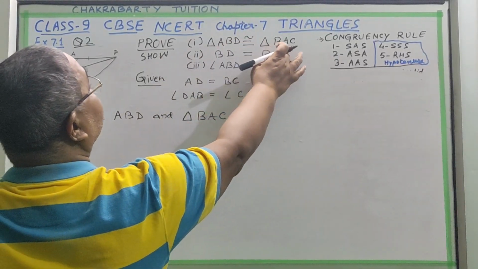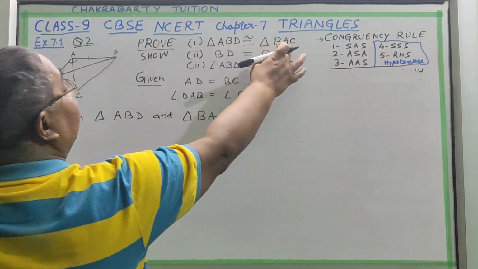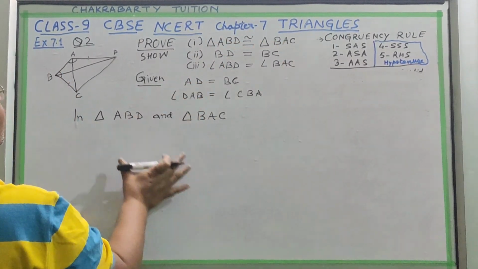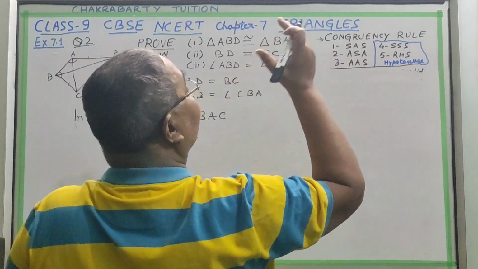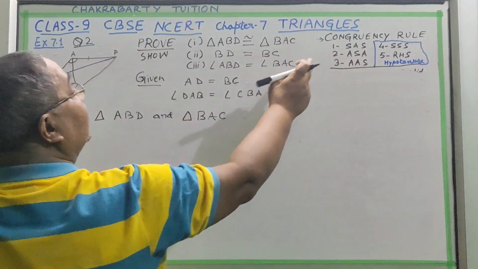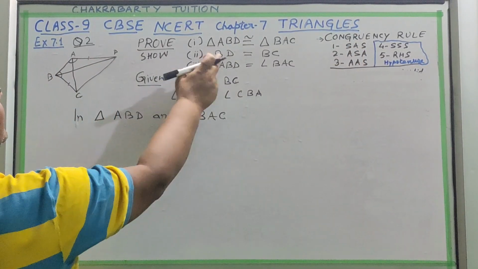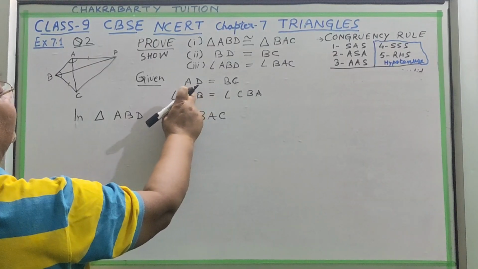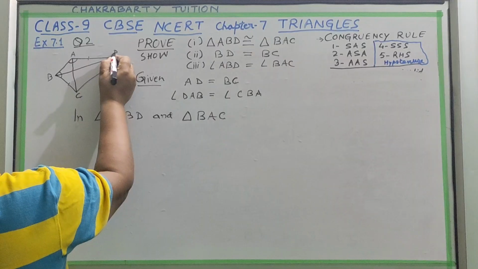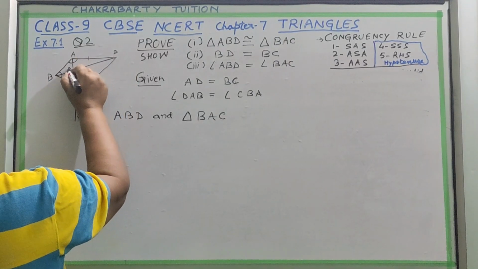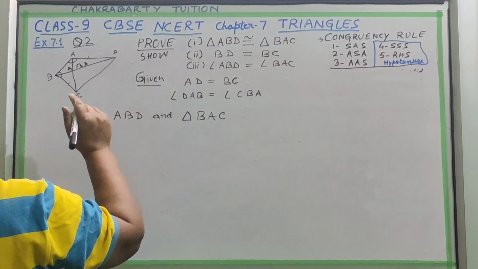Now you start your work. If you have to prove two triangles congruent, write the triangles with their angles, and then start with the criteria. You have to select the criteria in your mind and then begin. Here we are taking side angle side. In triangle ABD, this is A, B and D, this is your ABD triangle.